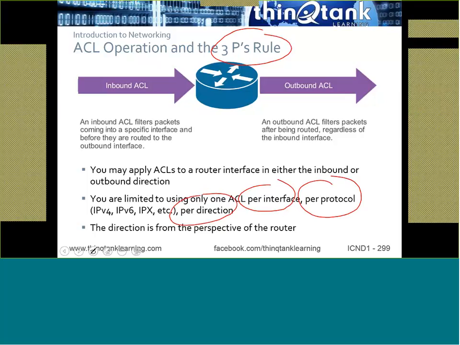So if this is Ethernet 0/0, I can only apply one IP access list in the inbound direction and one IP access list in the outbound direction. What do I mean by per protocol? Per protocol means IPv6, IPv4, IPX, not TCP, not UDP, not HTTP. We're talking about protocol stacks. So I could have an inbound IPv6 access list and an inbound IPv4 access list, but I could not have two inbound IPv4 access lists.